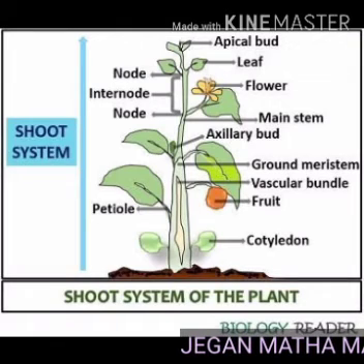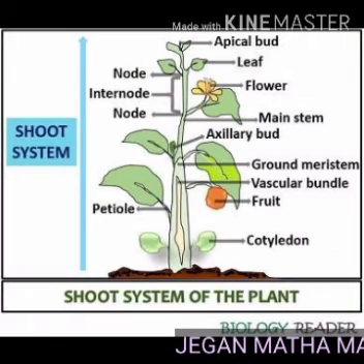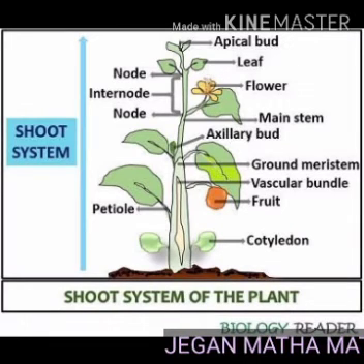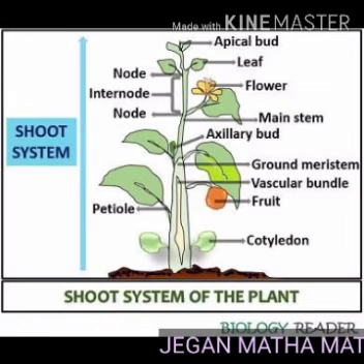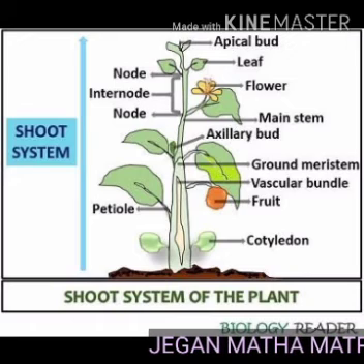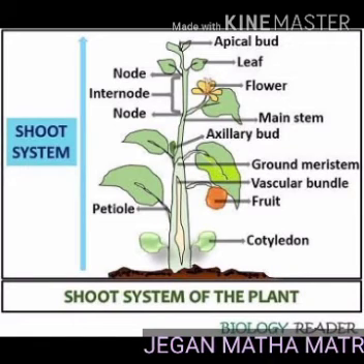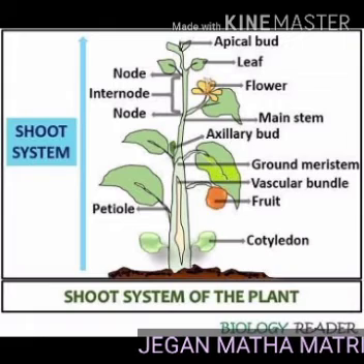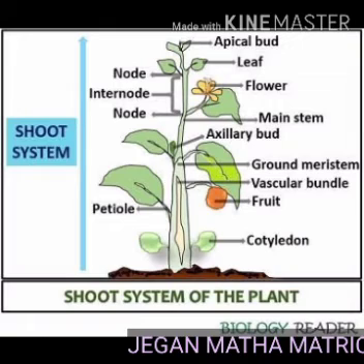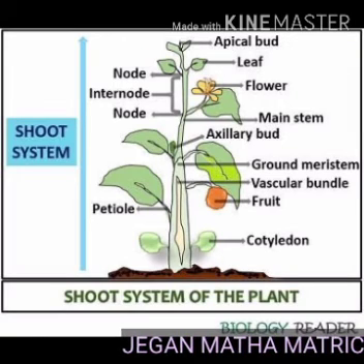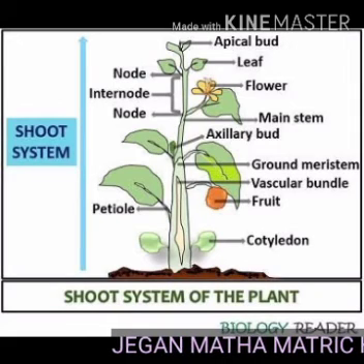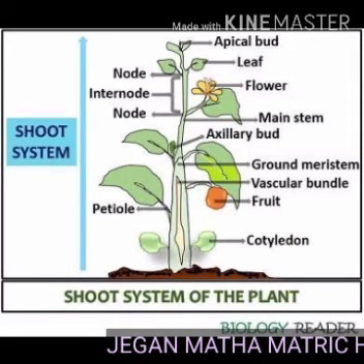Secondary function. Food storage. Example, Colocasia, Solanum tuberosum. Pollination or reproduction. Example, Zingiber officinale. And water storage. Example, Opuntia. Buoyancy. Example, Neptunia. Photosynthesis. Example, Opuntia. Protection. Example, Citrus. Support. Example, Vitis.